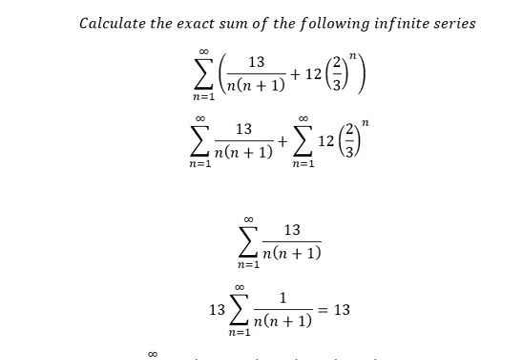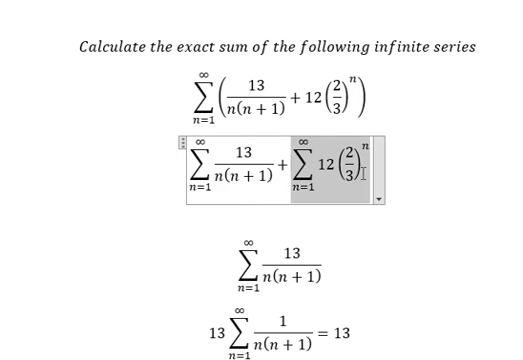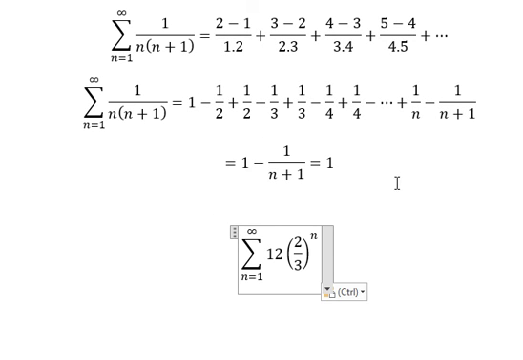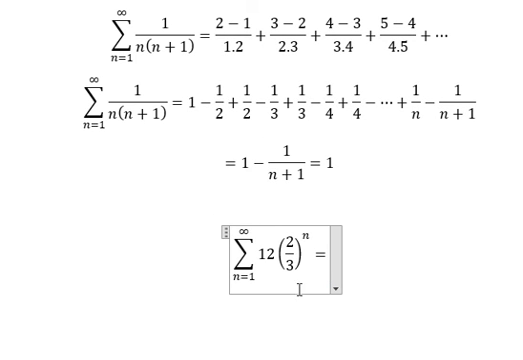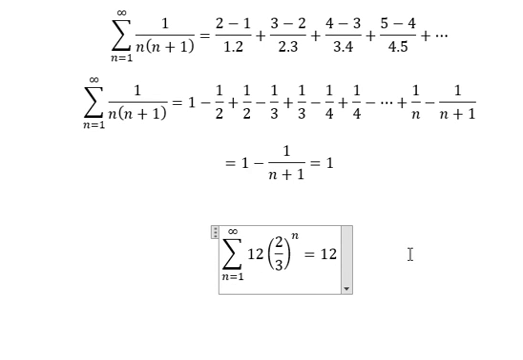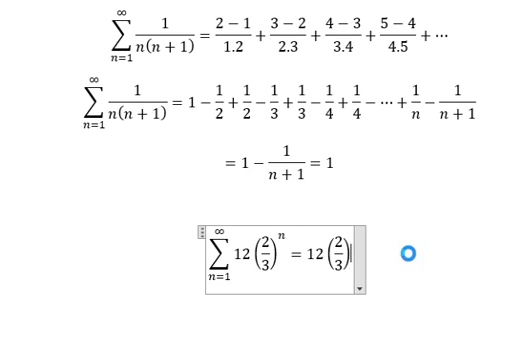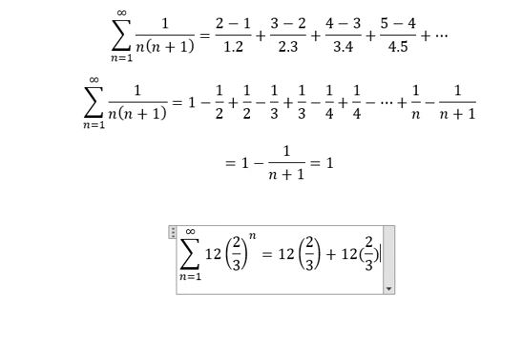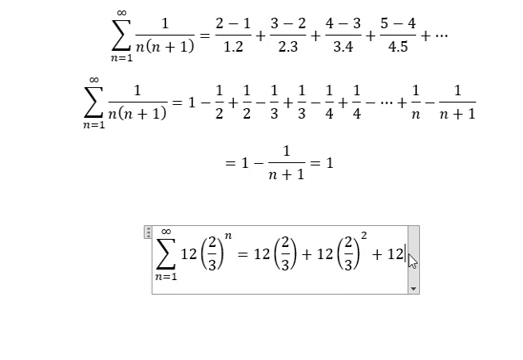Now let's go to the next one. So this one, when n equals 1, we put 1 in here. So we have 12 multiplied by 2 over 3 plus 12 multiplied by (2 over 3) squared, and so on in here.